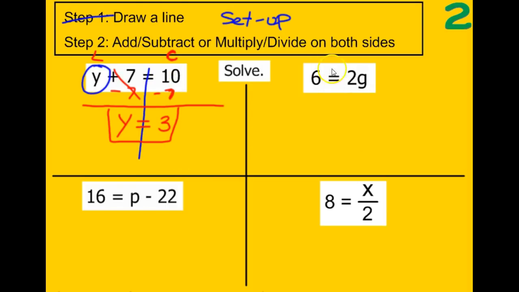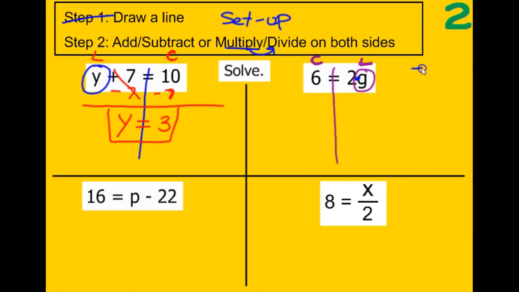First thing, we're going to set up our equation. Draw your line down. We want to get G all by itself. Since G's over here, we want the letters on this side and the constants on the left. So we need to do the opposite of what we see. I see multiply here because these are touching. The opposite of multiply is divide.